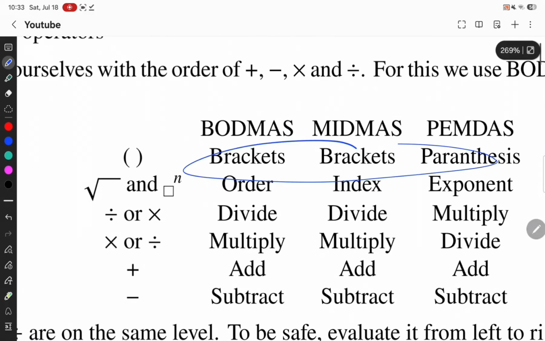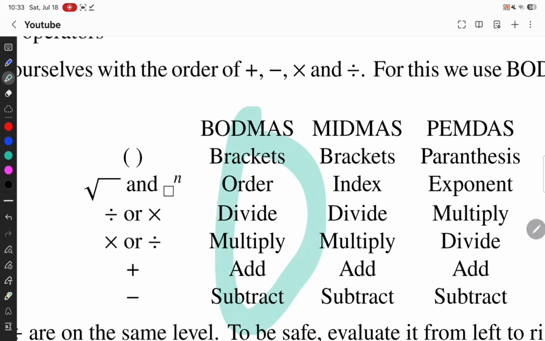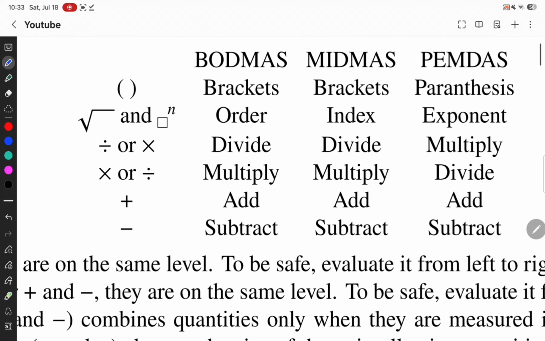Now remember, brackets is the first thing you need to evaluate. Whatever is inside the brackets, you need to use BODMAS again. If there's no brackets, just follow these. Remember, brackets first. If you do not simplify your brackets, you will be in trouble. Then it's this order: index, exponent, basically things with square roots or powers. You can simplify them to their numerical values, in decimal or integer form.